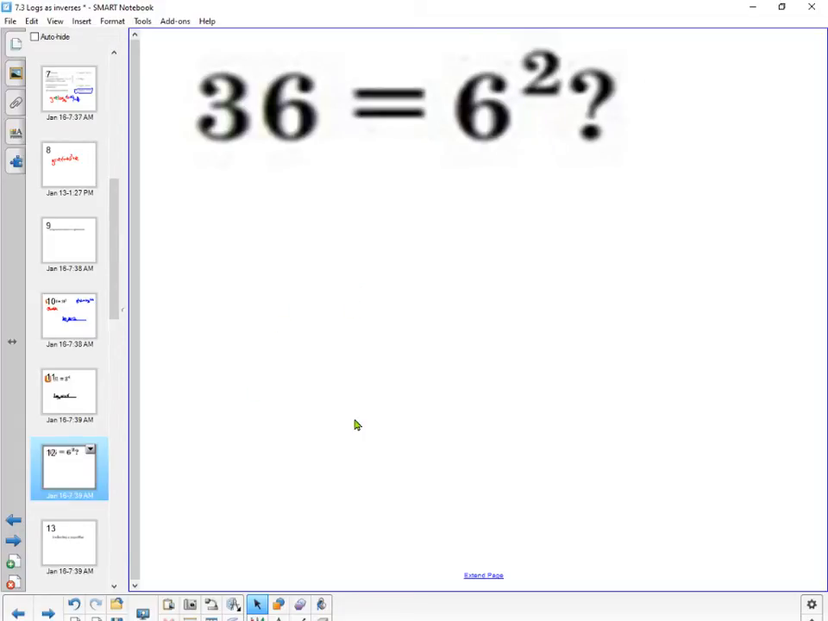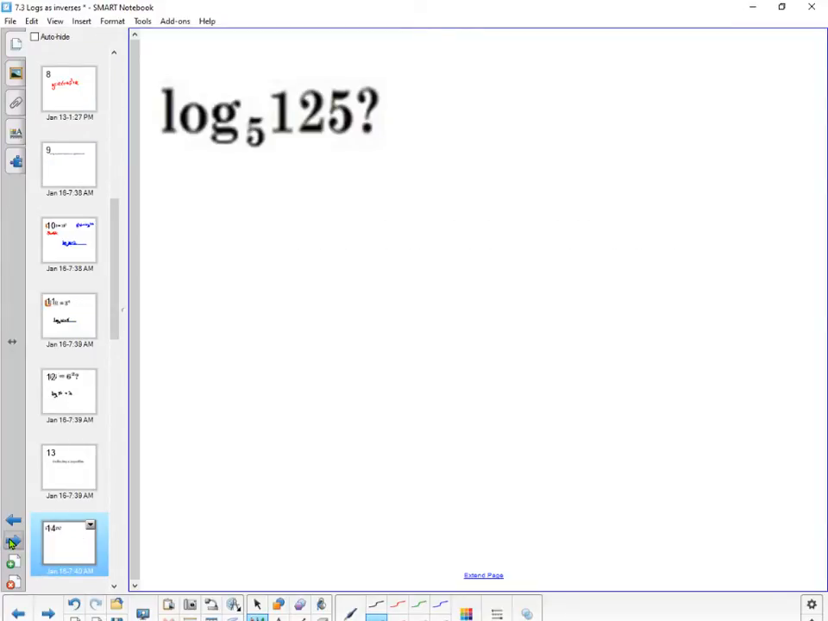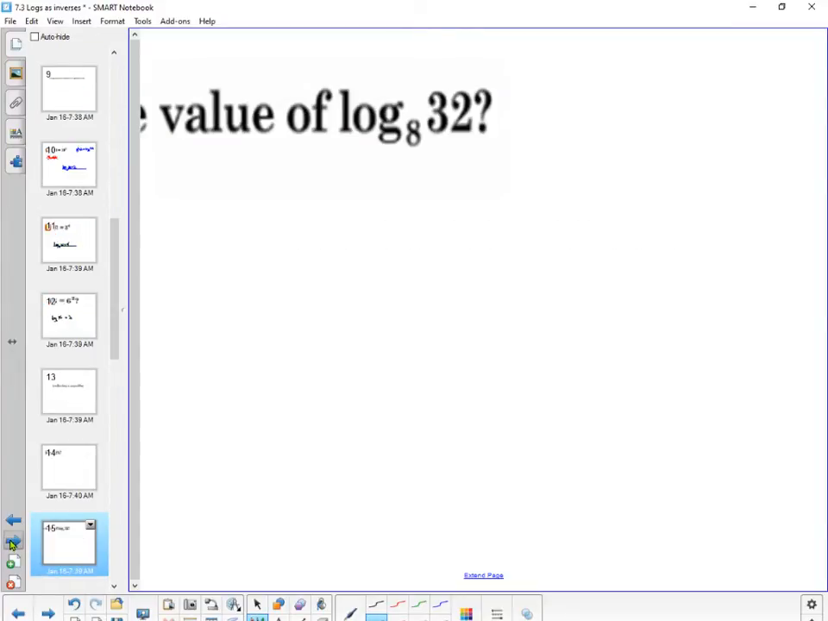Okay. So for this one, you should have log base 6 of 36, and the answer would be 2. Beautiful. You guys are good. I don't have to spend much time on this. All right. So evaluating logarithms. How much? 3. How much?